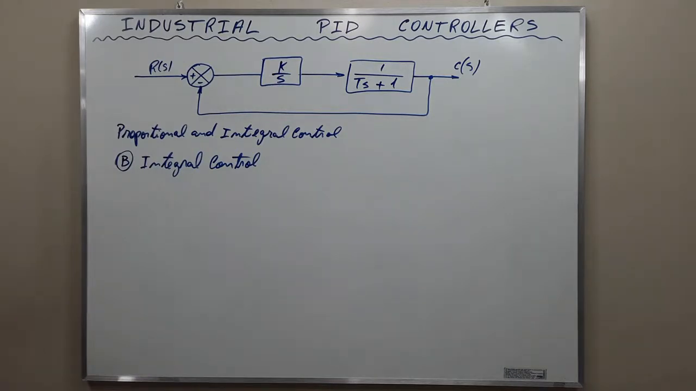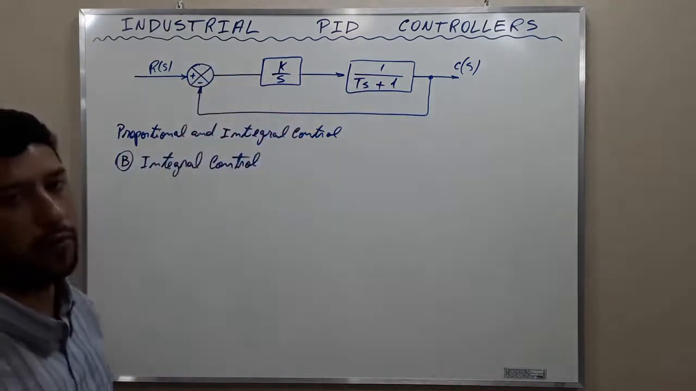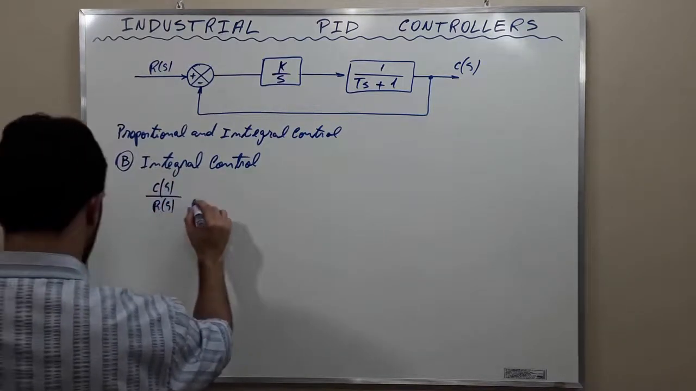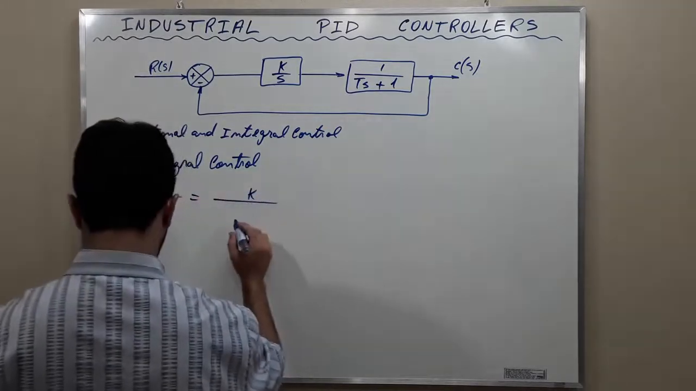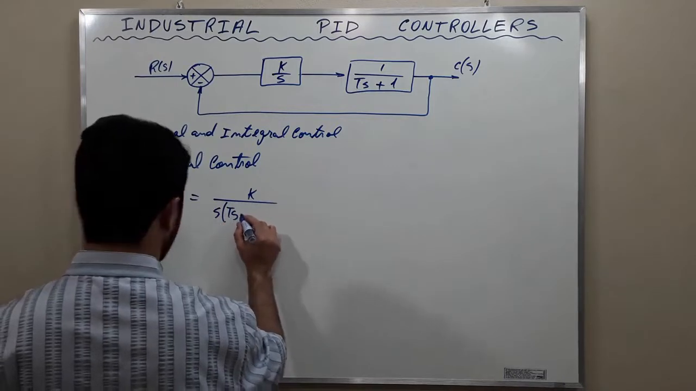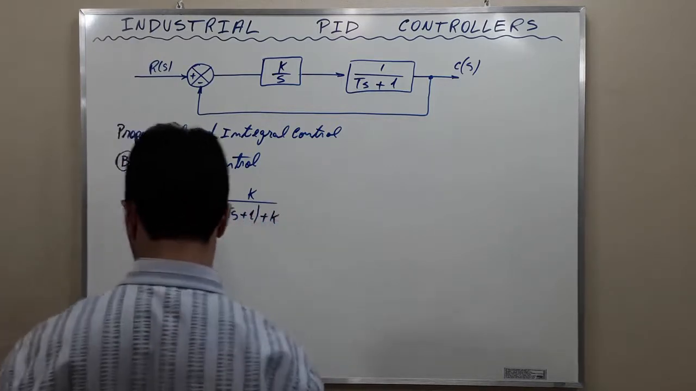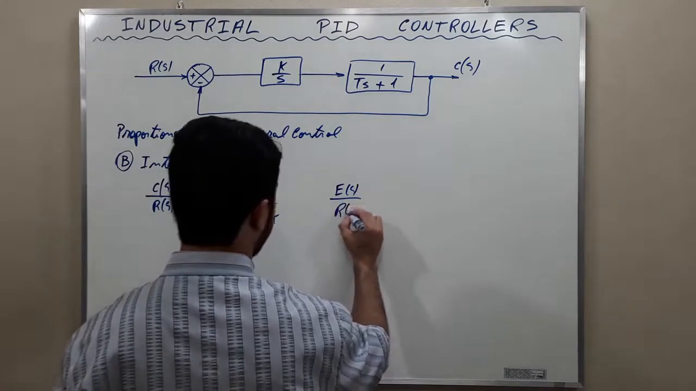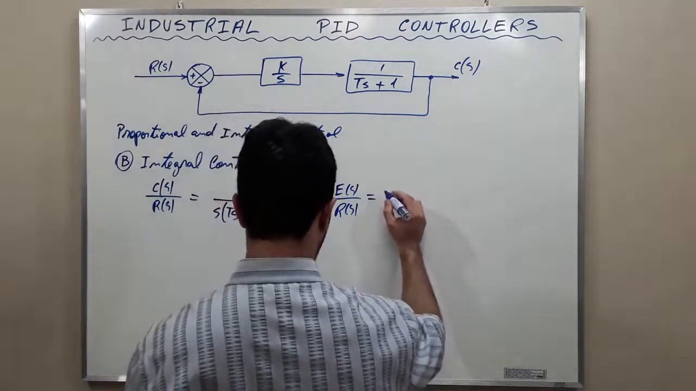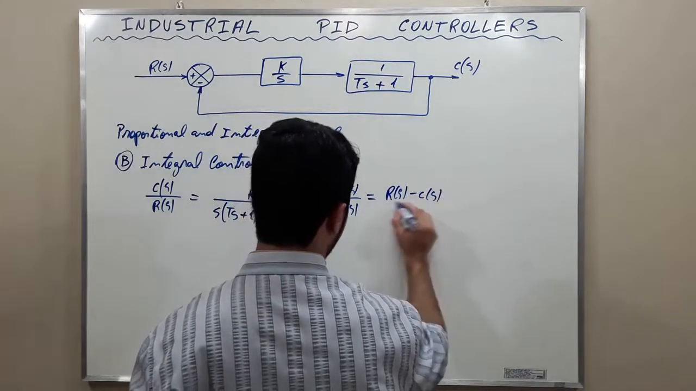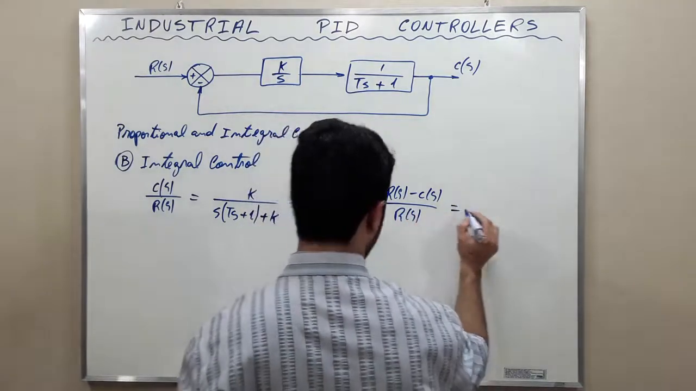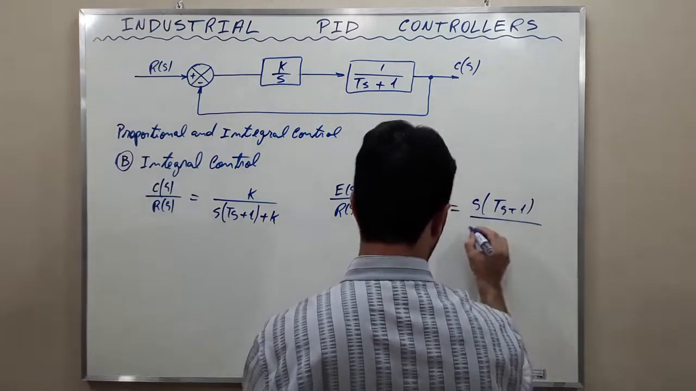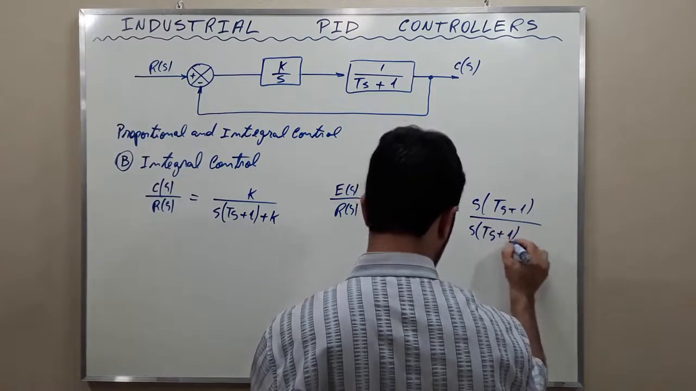Okay? The closed loop transfer function of this block diagram is going to be C of S over R of S, which is equal to K over S(TS plus 1) plus K. And the error signal E of S over the reference input R of S is going to be (R of S minus C of S) over R of S, which is equal to S(TS plus 1) over S(TS plus 1) plus K.